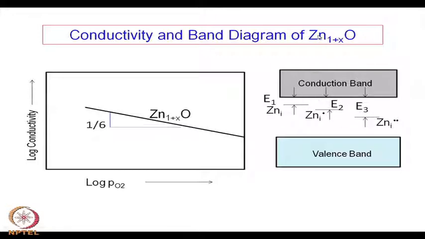Okay. Now, in this case zinc is divalent. So, there are 3 energy levels possible. One is the neutral level, and there is the singly charged level, and there is the doubly charged level. So, E1, E2, E3. E3 will be higher than E2, than E1, and they will act as donor levels. These point defects will act as donor levels, and the overall conductivity will be an n type conductor.